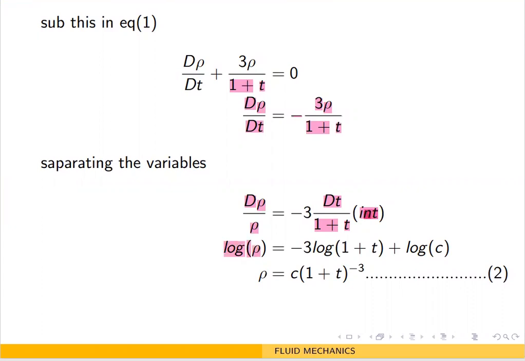Integration of this now. This log of rho equal to minus 3 log of 1 plus t, integration of 1 by 1 plus t is nothing but log of 1 plus t, plus a constant. Constant is chosen as log c, because I have log here, and here also again I have log. So I'll take the constant also in terms of log. Okay, now we'll eliminate log. So we get rho equal to, this minus 3 will go to the power, right? And c will get multiplied to it. So c into 1 plus t power minus 3. Call it as equation 2.